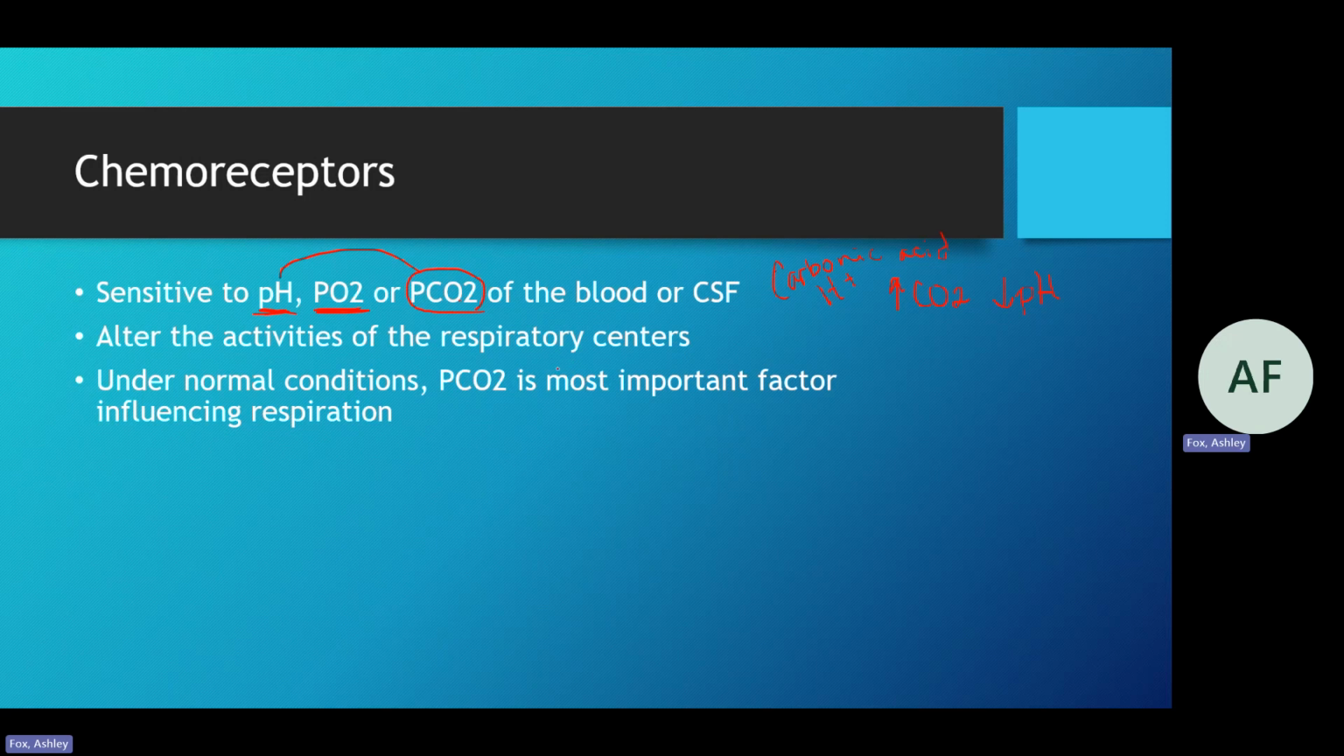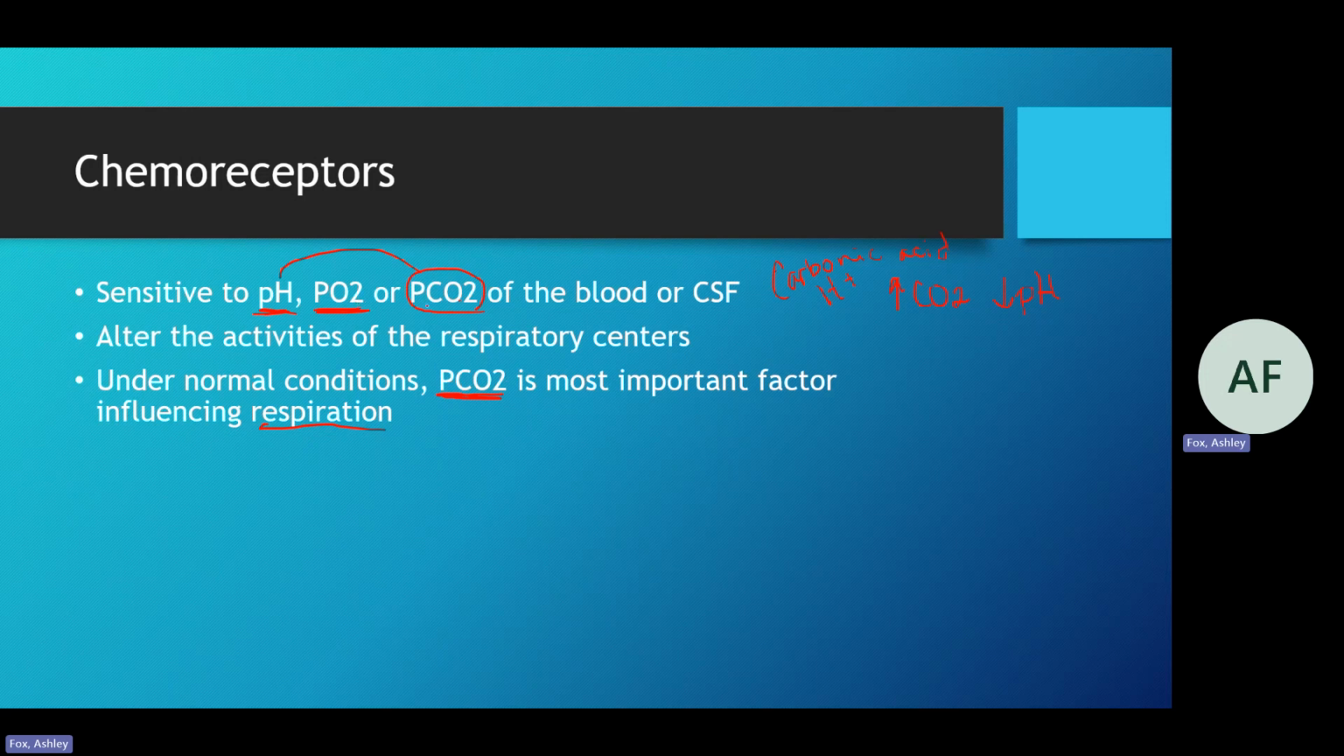Under normal conditions, say all of a sudden you hold your breath and the partial pressure of your carbon dioxide is increasing, because you're not breathing out carbon dioxide, which is the major one. You're not giving it off through your alveoli and out your body. Then it's building up. So the buildup of carbon dioxide is the most important factor that influences respiration. If you're holding your breath and your carbon dioxide levels are increasing, that's what's going to stimulate you to breathe and stop holding your breath, not actually your oxygen levels.